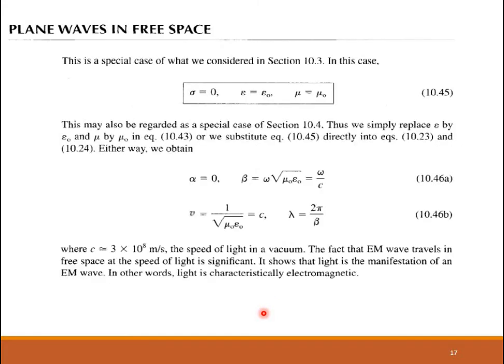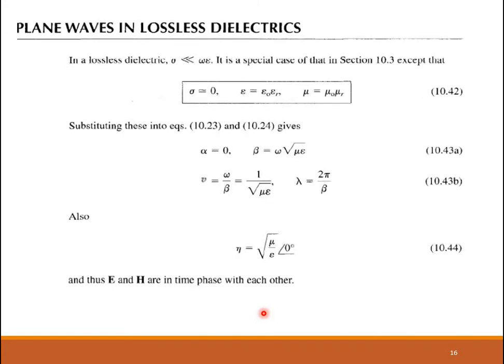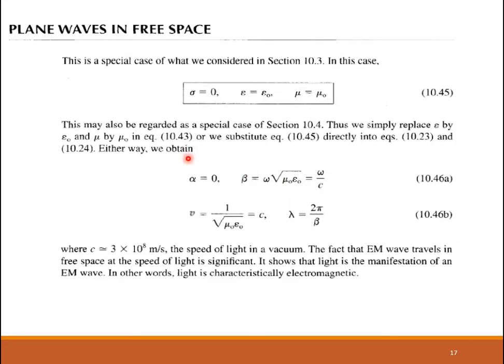Now coming over to the free space. Free space is again a special case, where sigma is 0, epsilon is epsilon naught, and mu is mu naught. So whatever equations we obtained for the lossless dielectric, in place of mu and epsilon, if you substitute mu 0 and epsilon 0, you will get the expression for free space. That's all. So alpha is 0, beta is obtained in this way. The velocity of propagation.